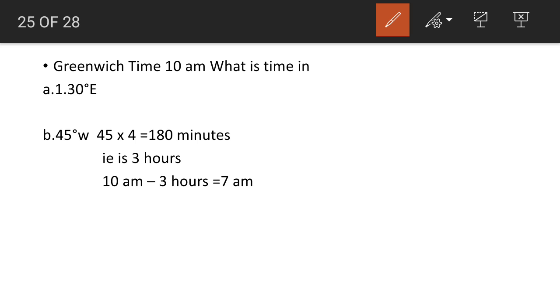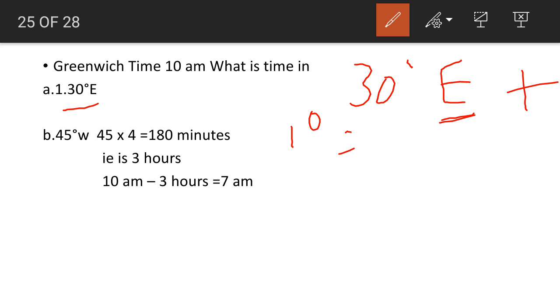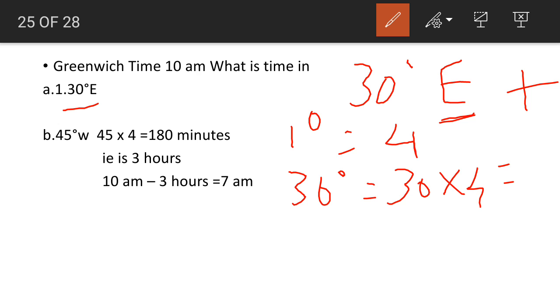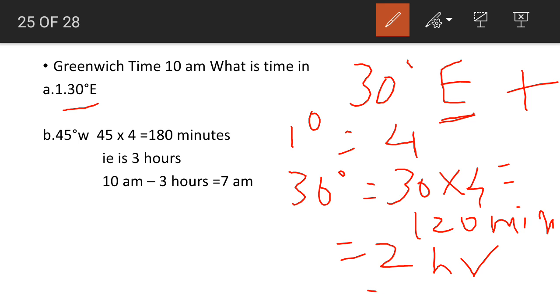See here. They have asked 30 degree east, right? East means, as I said, you add the timings. 1 degree equals 4 minutes, right? So 30 degrees equals how many minutes? You multiply 30 into 4. 30 into 4, how much? It is 120 minutes. 120 minutes equals how many hours? Yes, it is right, 2 hours. So we want to add 2 hours in the question.